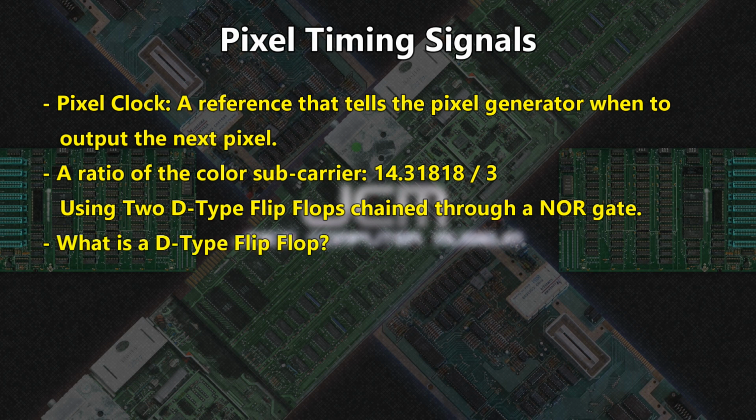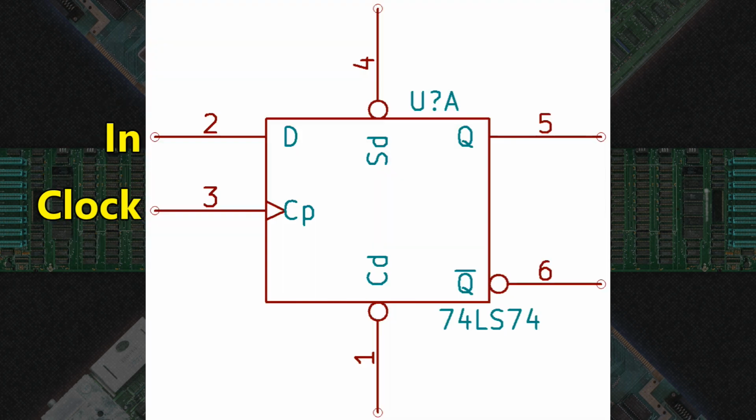What is a D-type flip-flop? Well, it's basically a single unit memory cell. Whatever data is presented on the D input when the clock goes high is then presented on the Q and not Q outputs when the clock goes low. Q is equal to the D input, and not Q is the inverse.